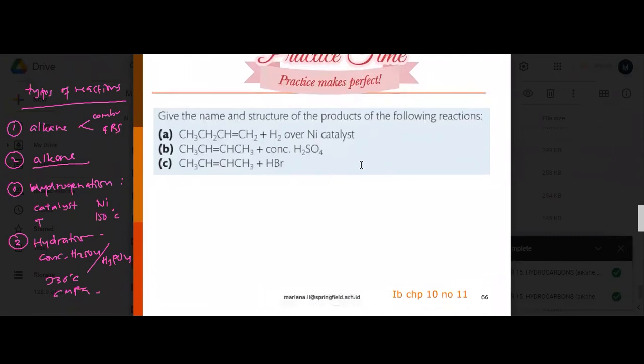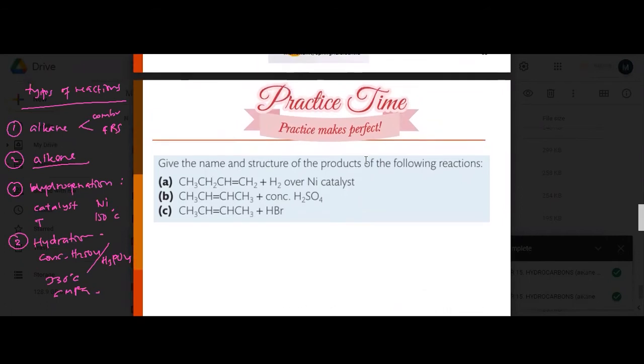Okay, try this. Give the name and structure of the products of the following reactions if the alkene reacts with H2 over Ni catalyst. Let's discuss hydrogen, CCCC. The double bond will disappear. The name is butane, right?